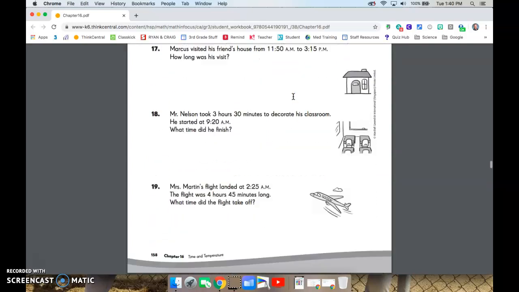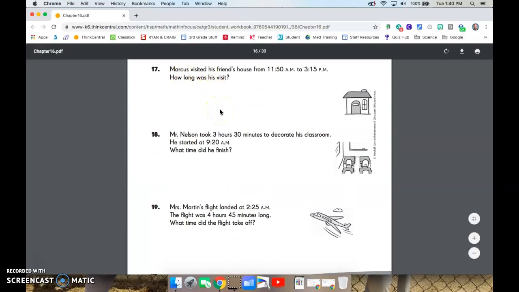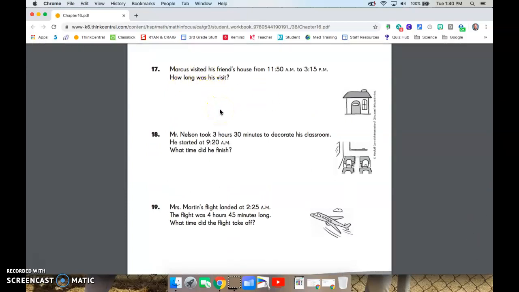Number 17. Oh my goodness, only 17, 18, and 19 to go. Marcus visited his friend's house from 11:50 a.m. to 3:15 p.m. How long was his visit?